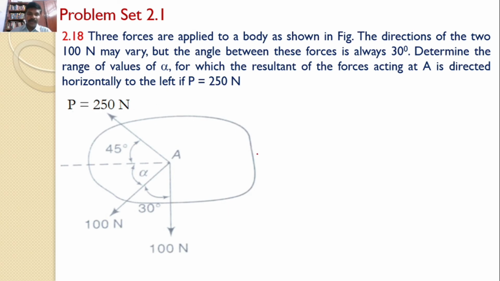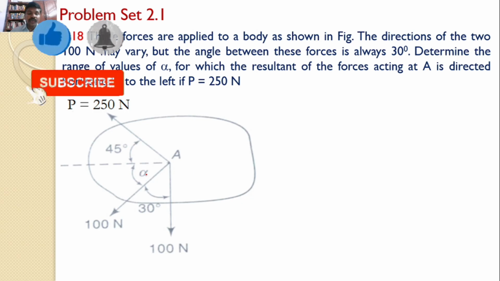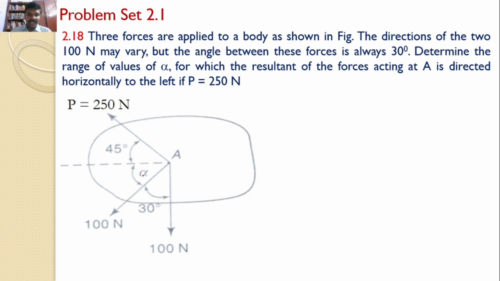That means there is a body and three forces are acting on the body at A. One force is 250 newtons and the angle made by the 250 newtons with the horizontal is 45 degrees. And there are two other forces, 100 newtons and 100 newtons, acting on the body. The angle between those 100 newtons forces is 30 degrees, but this alpha value may change. Now our aim is to find the value of alpha in such a way that the resultant force is horizontal and it is towards the left side.